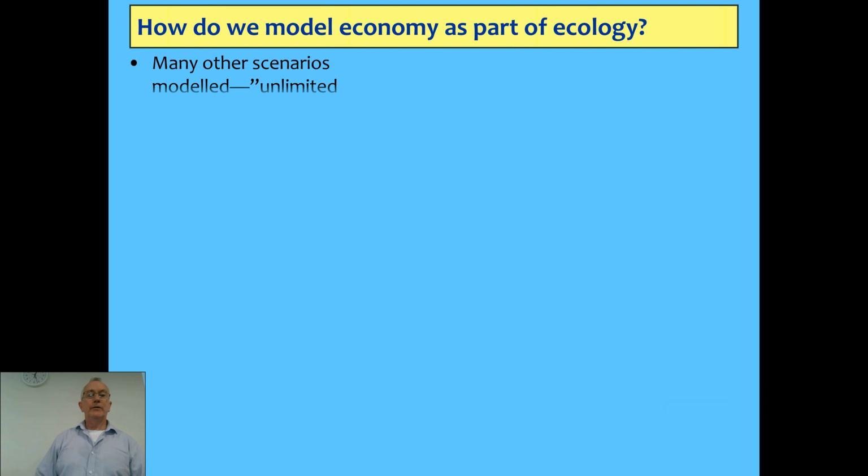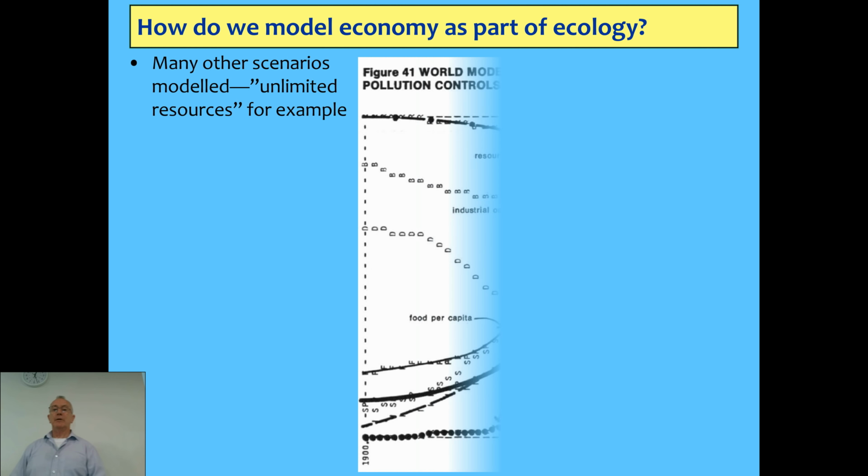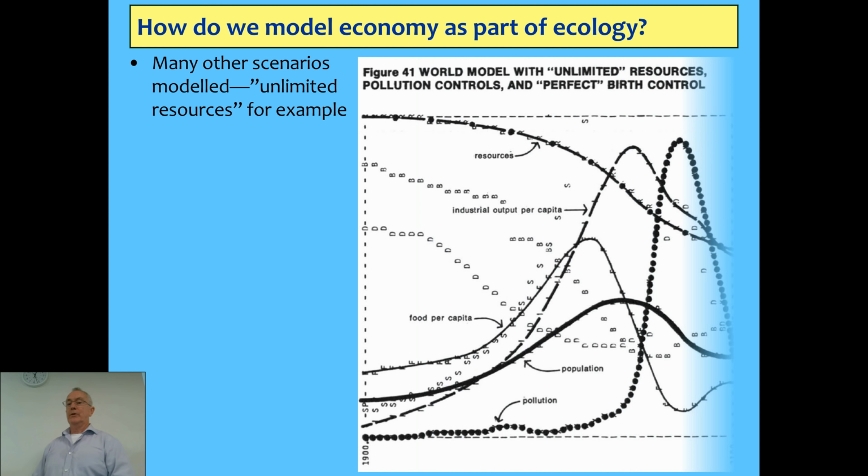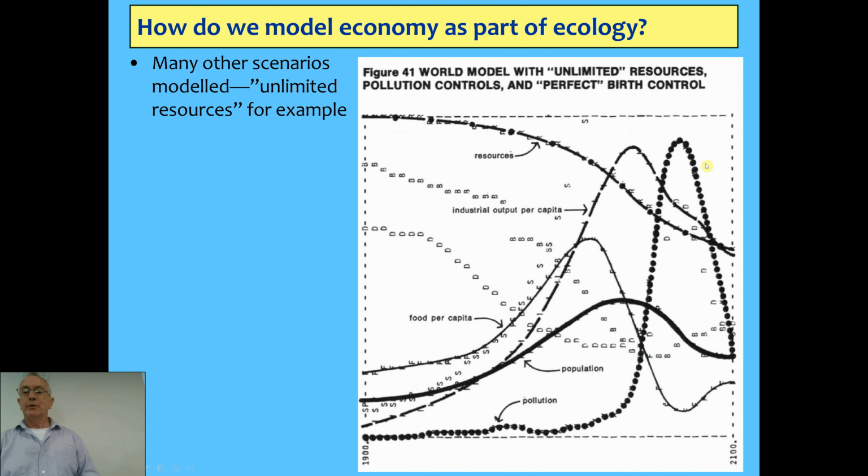And they said, well, there are other scenarios. For example, what if we have unlimited resources? What you get then is a massive increase in pollution at some point. Okay? So there are feedback effects that mean what looks like a good thing, no limits to the resources, causes another bad thing, far too much pollution, which just delays and changes the nature of the decline.